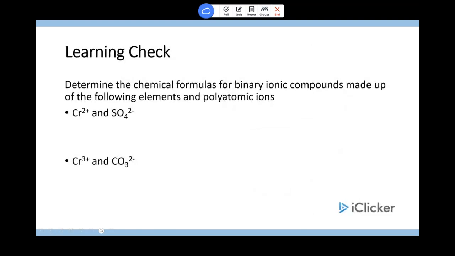So let's do this learning check. The first one I will push as an iClicker. We're writing the chemical formula just like we did in the last example, like BaF2, Al2O3. Write the formula using chromium +2 and SO4 2-, the sulfate polyatomic ion.